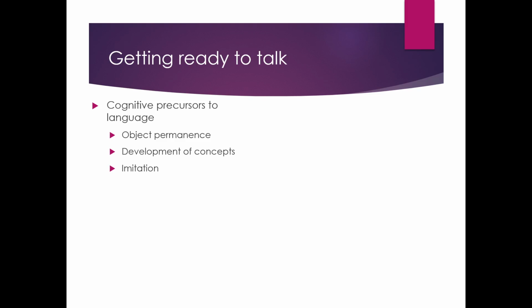Imitation is a critical factor, because unless you realize that you could ultimately do what these other people are doing, that is speak, you won't start the behaviors that it takes to start imitating what they're doing. You've got to see them as similar to you. You've got to see what they're doing as possible for you, so that then you can imitate what they're doing and ultimately be able to produce language.